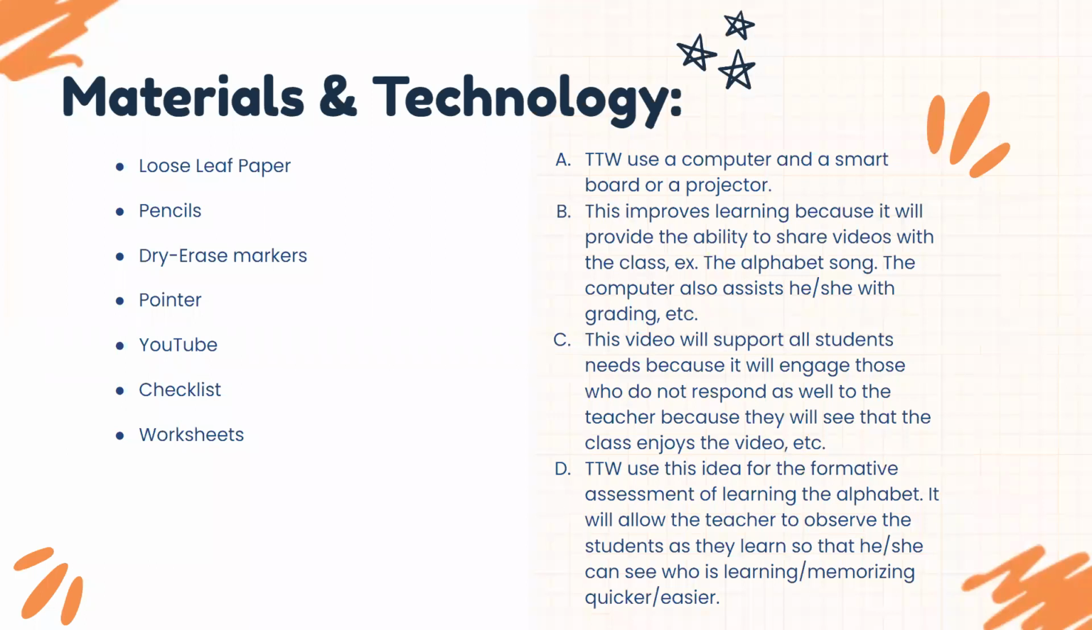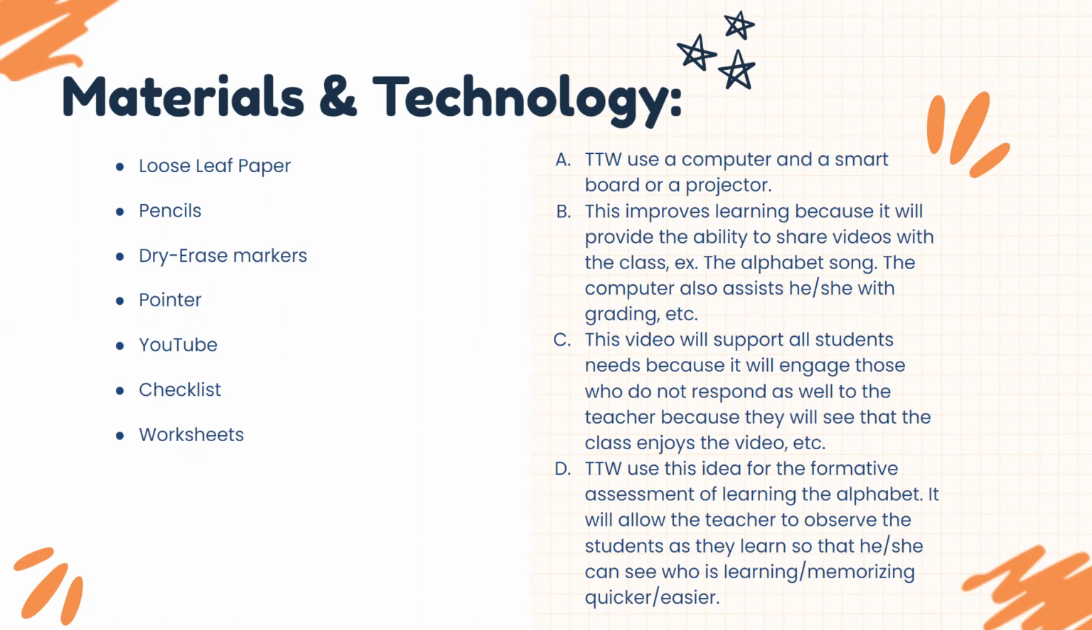The materials and technology used within this lesson are loose leaf paper, pencils, dry erase markers, a pointer, YouTube, a checklist, and worksheets. The loose leaf paper is for the students to write on. Of course, the pencils are meant for that. Dry erase markers, the pointer, and the checklist are for the teacher herself. Worksheets will be for the students, and YouTube is how the teacher will reveal the alphabet song to the students. The technology that the teacher will use is a computer and a smart board or a projector, whatever is provided.